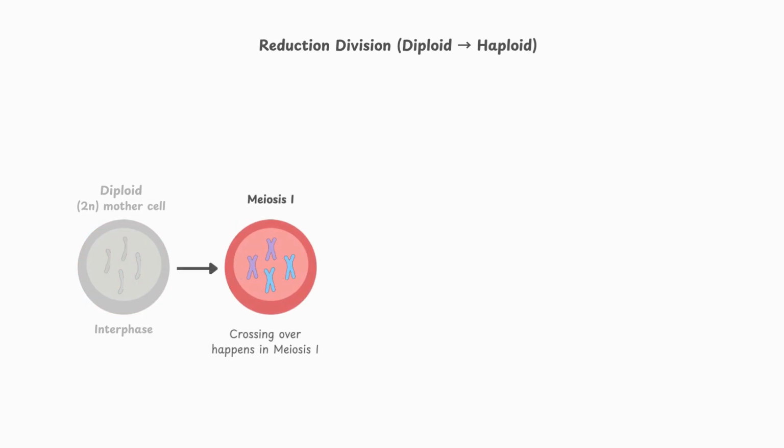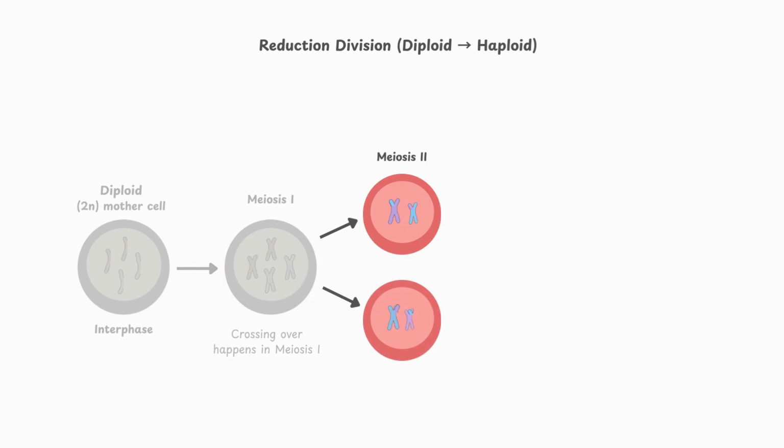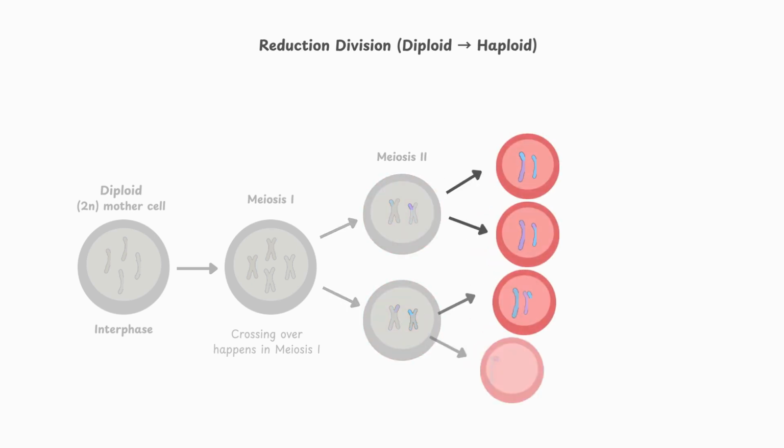Then meiosis begins with meiosis 1, where homologous chromosomes pair up and crossing over can occur, exchanging genetic material and creating variation. These pairs are then separated into 2 cells. Next comes meiosis 2, where the sister chromatids are pulled apart, similar to mitosis. This results in a total of 4 daughter cells.